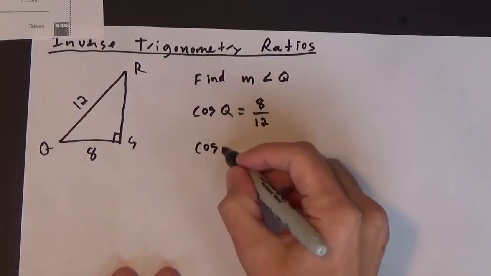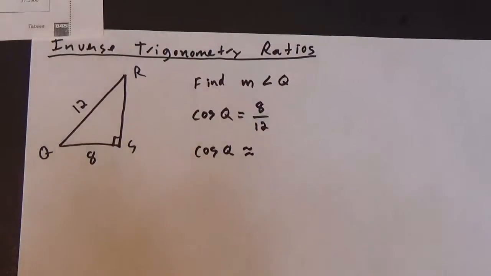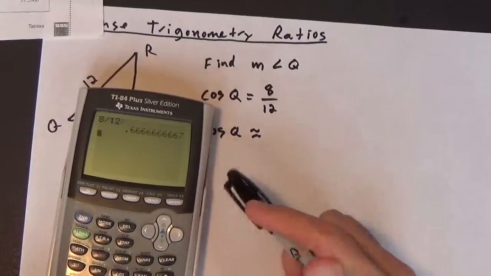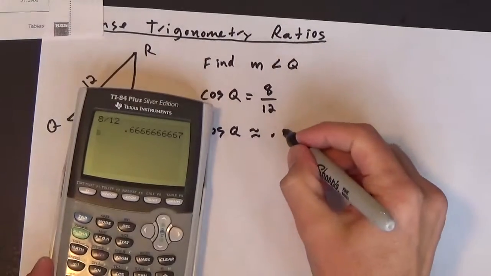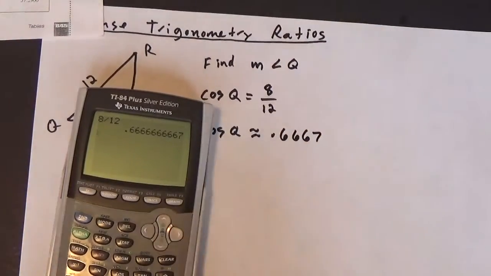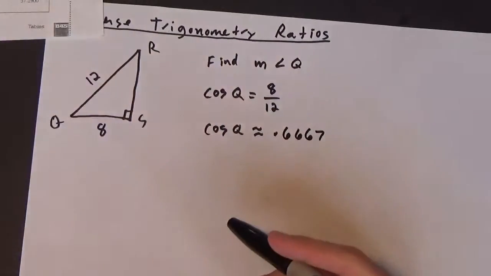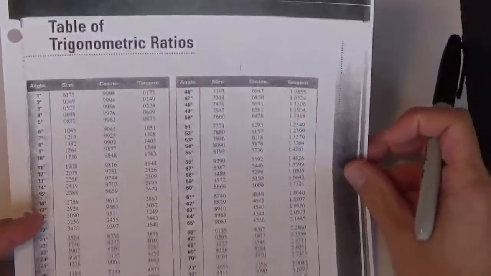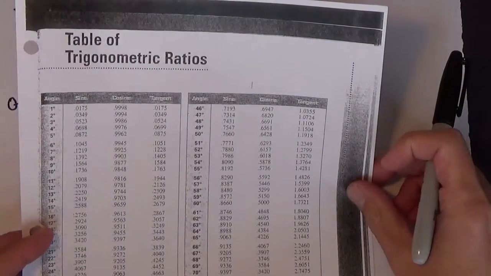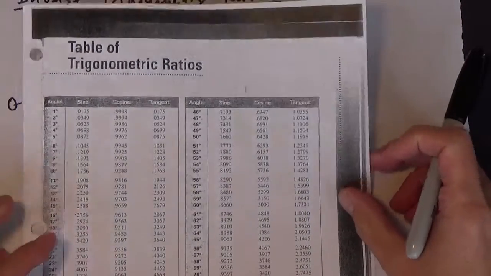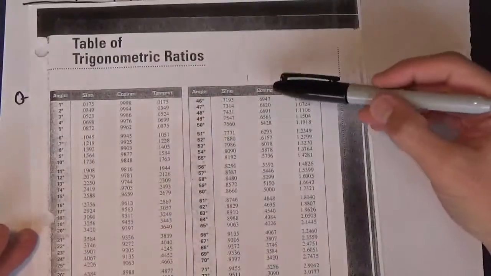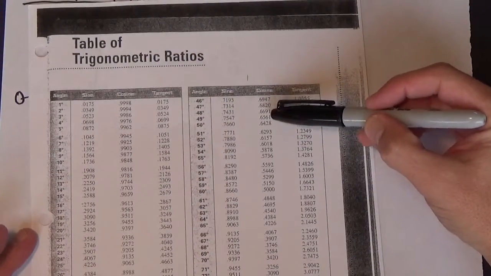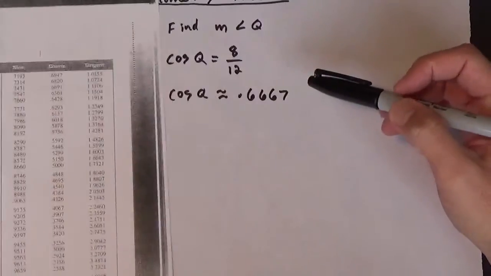The cosine of Q, first, is what? Let me turn on the calculator. 8 divided by 12 gives us 0.66667. All right, so we know the ratio is 0.6667, so let's go to our table here and look for about where 0.6667 is. And as I'm going along, I notice around here between, it appears, 48 and 49 degrees.